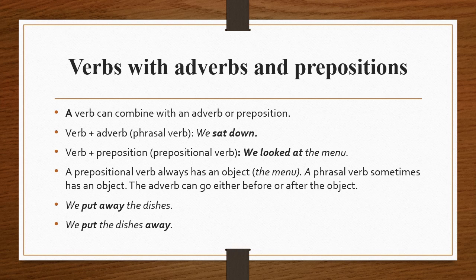Now, a prepositional verb always has an object, like we looked at the menu. The menu is the object. A phrasal verb sometimes has an object. The adverb can go either before or after the object. For example, in the sentence we sat down, there is no object. And the adverb can go either before or after the object sometimes, if it has one. We put away the dishes. Now, away is an adverb, and the object here is the dishes. We put the dishes away. So it can go either before the object or after the object, which is not the case with prepositional verbs. They always go before the object.